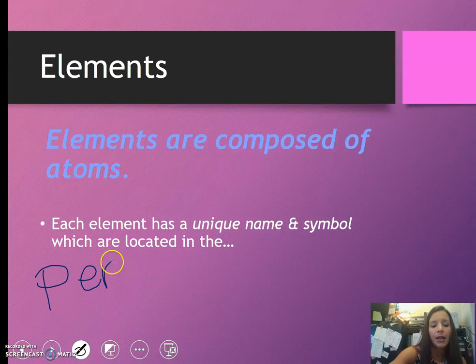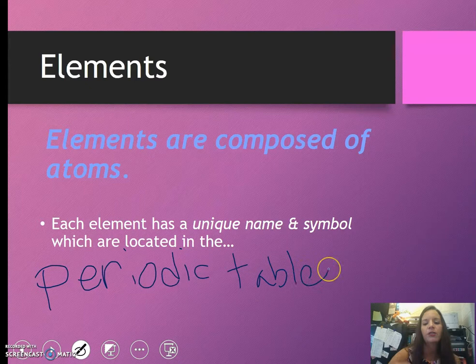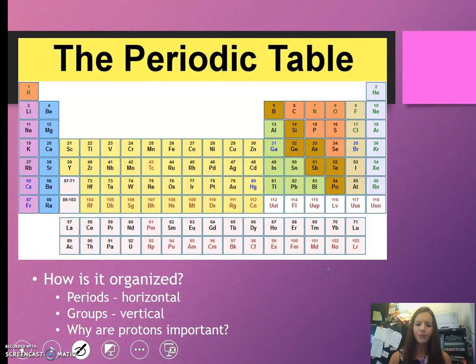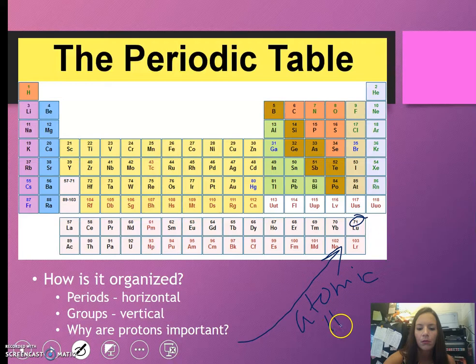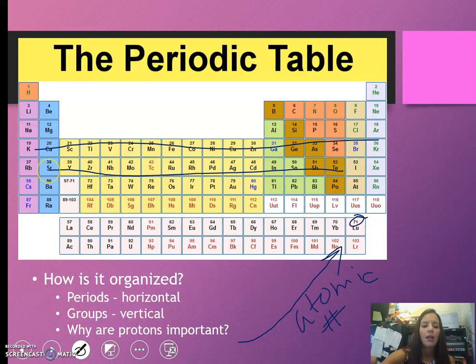You should be very familiar with this. It's in your agendas, it's in your textbook. You've seen this before. So the periodic table is all of the elements. Here's a look at the periodic table. It's organized into periods and groups, and then protons are important because they're related to the atomic number. Periods are going to go horizontal, or this way, and groups go vertical.